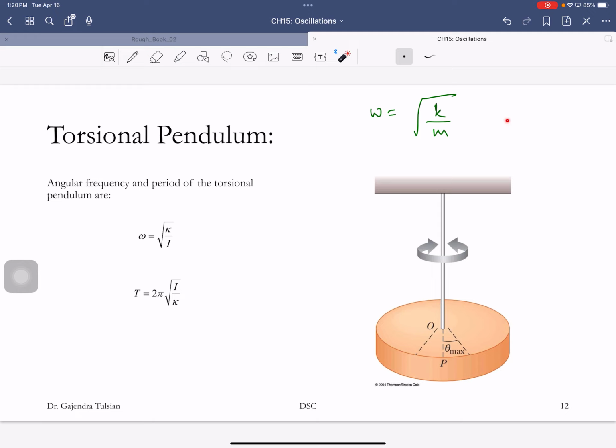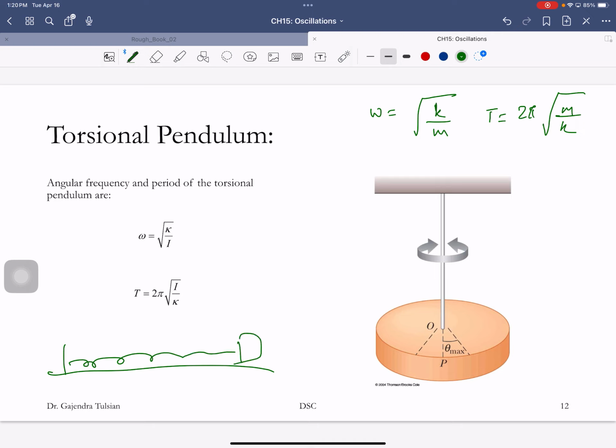The period for the spring was given by 2 pi square root of m by k, and again mass gets replaced by moment of inertia, and k gets replaced by kappa. Okay, so this guy and this guy, they're cousins. You wouldn't have thought of that before you saw the equations governing them.